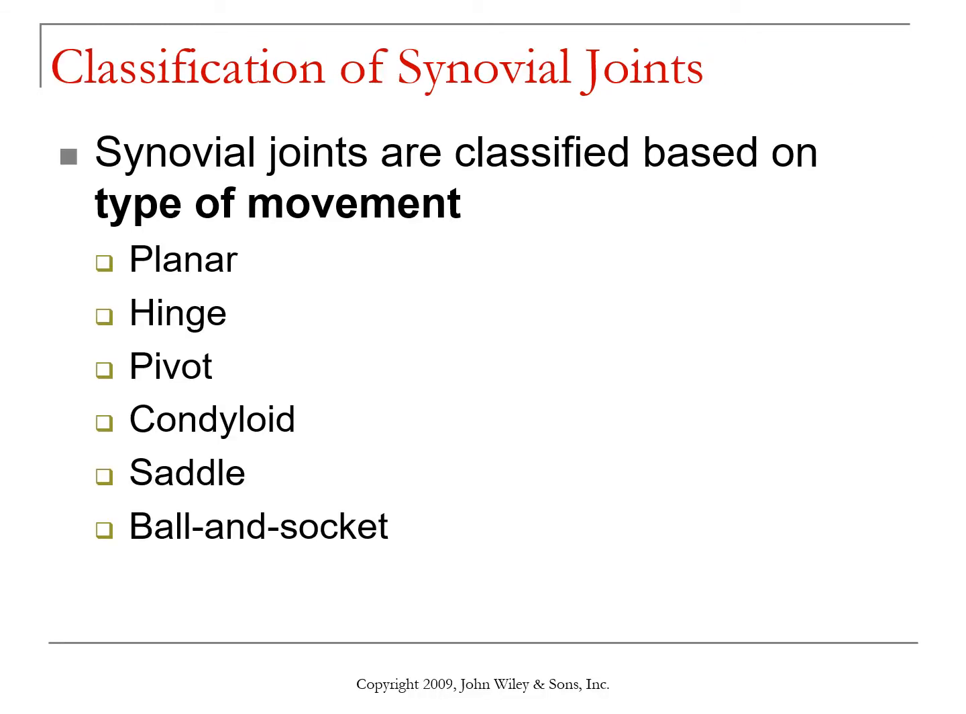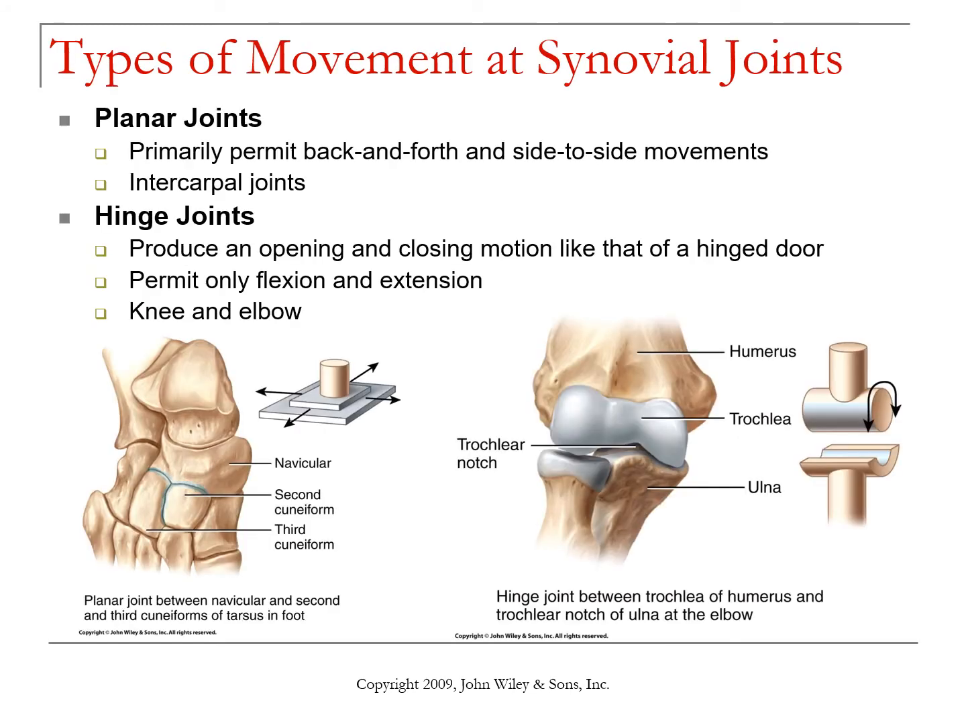All right, so we just looked at the types of movements that can occur at synovial joints. Now we are going to classify synovial joints based on specific types of movements, which is really classification based on the shape of the joint, if you want to think of it that way. So there are planar synovial joints, hinge joints, pivot joints, condyloid joints, saddle joints, and ball and socket joints, and these allow the various movements that we saw in the previous slide. So we're going to put it together. So let's look at the specifics of the synovial joints classified by movements.